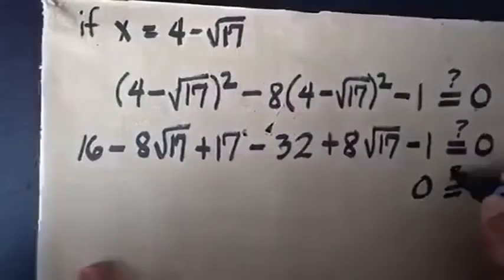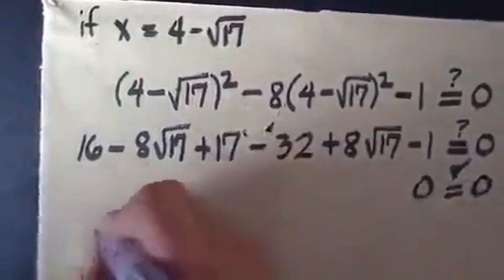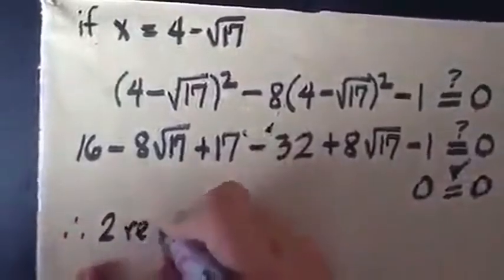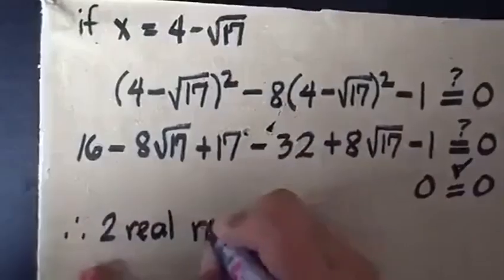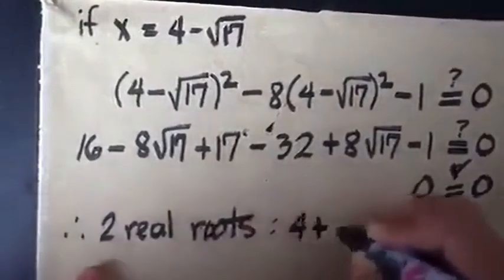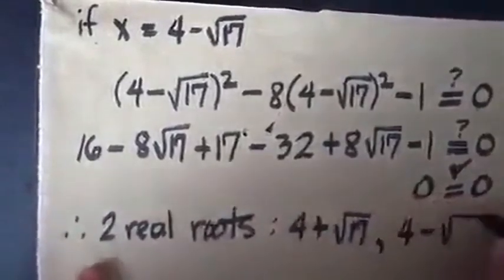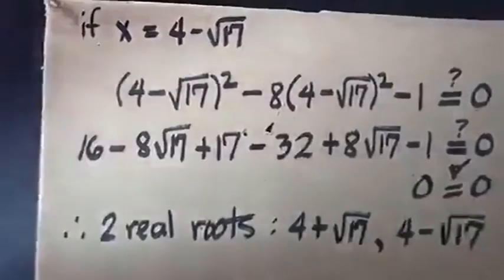Yes, so check. Okay, so that means we have two real roots. So, therefore, we have two real roots or two real solutions. We have 4 plus the square root of 17 and 4 minus the square root of 17. Okay?